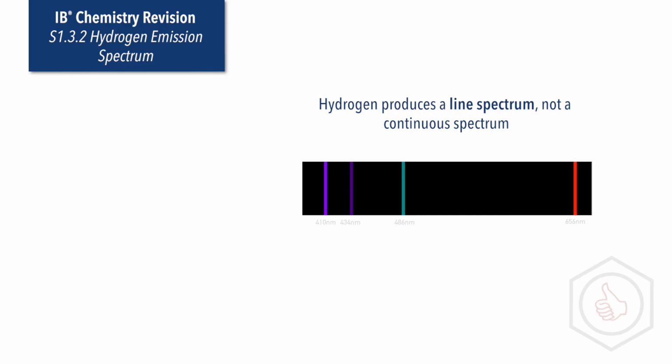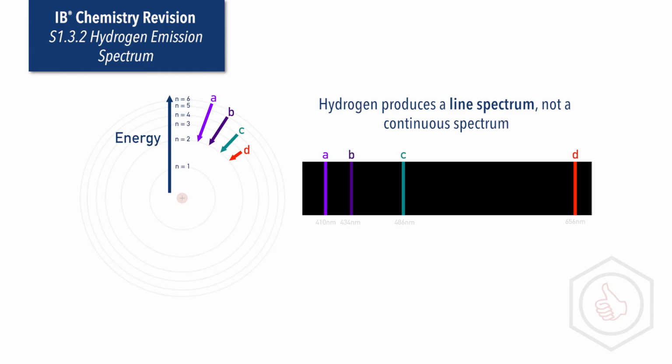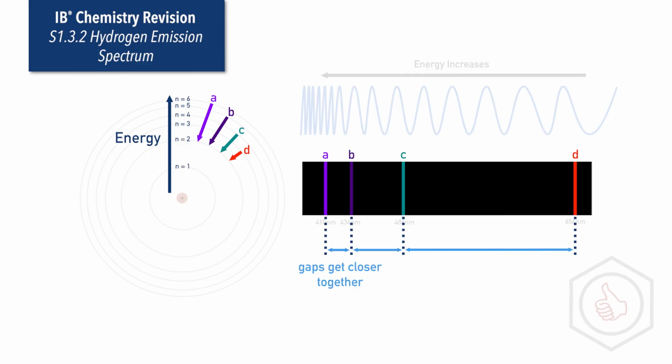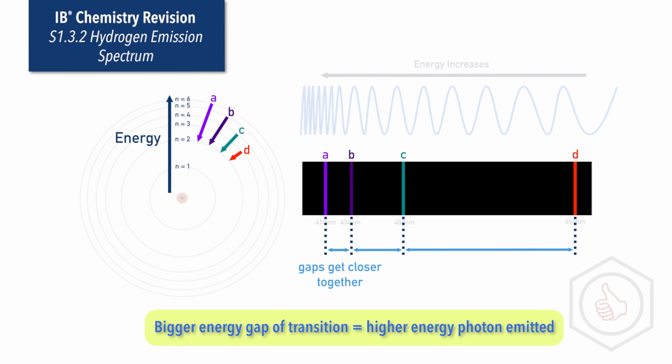Each line in the hydrogen emission spectrum corresponds to an electron falling from a higher energy level to a lower one. The lines aren't evenly spaced. The spacing gets smaller at higher energies because the energy levels converge, get closer together, as you move further from the nucleus. The bigger the energy gap for a transition, the higher the energy of the emitted photon. The smaller the gap, the lower the photon's energy.